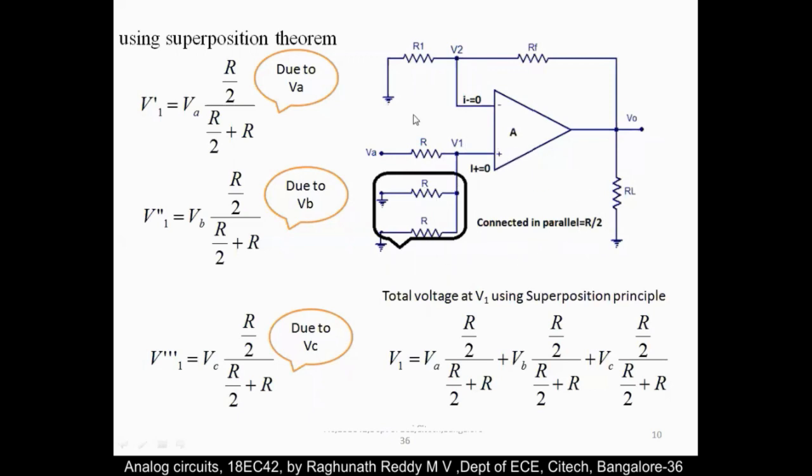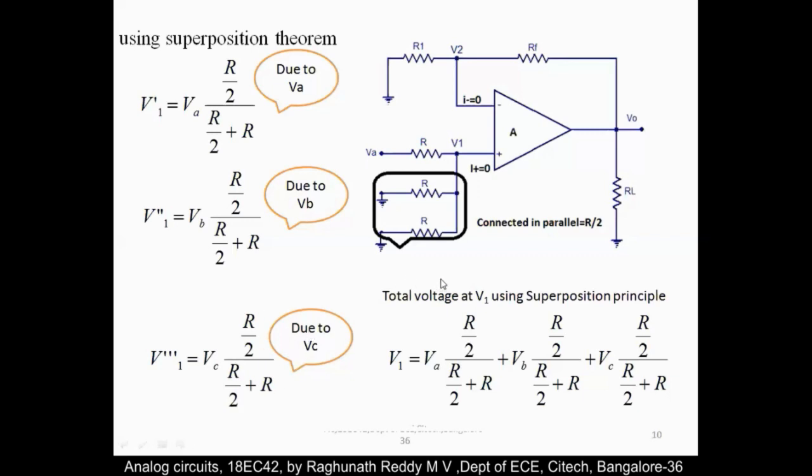So V1 dash due to VA is V1 dash equal to VA into R by 2 divided by R by 2 plus R, because this resistance and R by 2 are connected in series, because the current entering into the non-inverting terminal is 0. Similarly, V1 double dash due to VB, if you apply VB and make VA and VC 0, equal to VB into R by 2 divided by R by 2 plus R. This is due to VB. Next, V1 triple dash: apply VC, make VB and VA 0. At that time, we will get this expression.